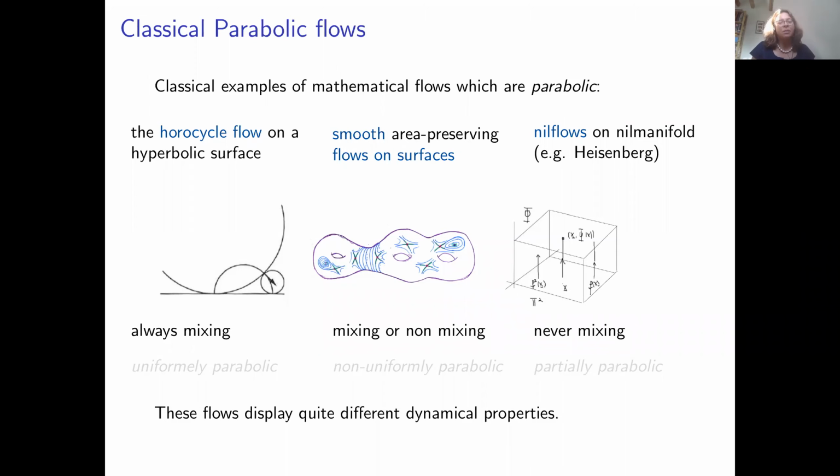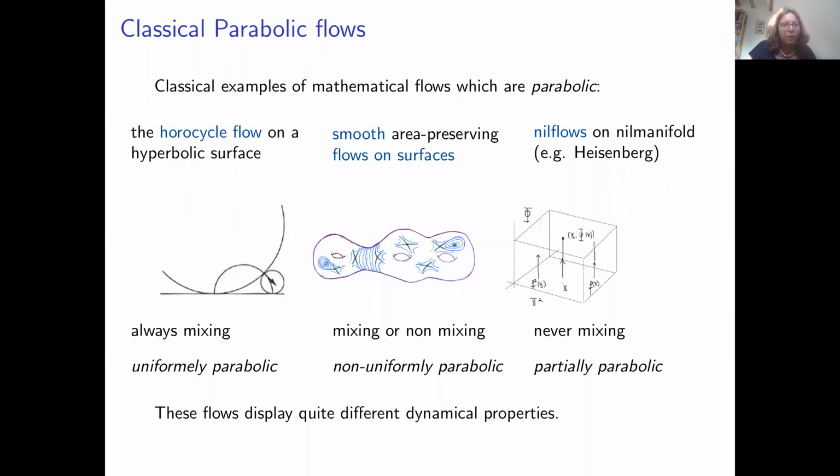So you may be a little bit disheartened because you say, okay, if I want to understand what the chaotic properties of parabolic flows are, you see the behavior is very different. And in part, it's also because these flows are actually models of different types of parabolic systems. As in hyperbolic dynamics, we can talk about uniformly hyperbolic, non-uniformly hyperbolic, or partially hyperbolic. I claim that the horocycle flow is somehow uniformly parabolic. I don't define what it means, but smooth area preserving flows are non-uniformly parabolic and nil flows are partially parabolic.